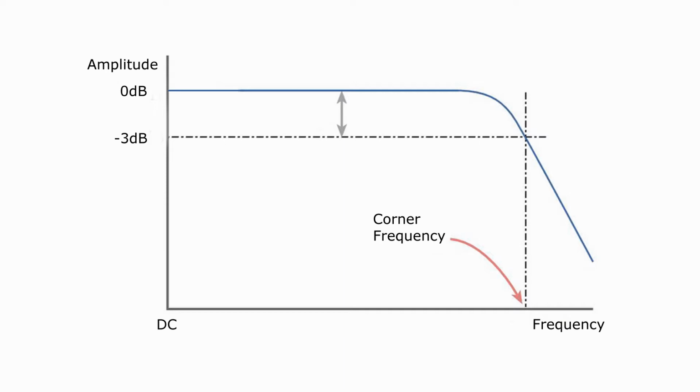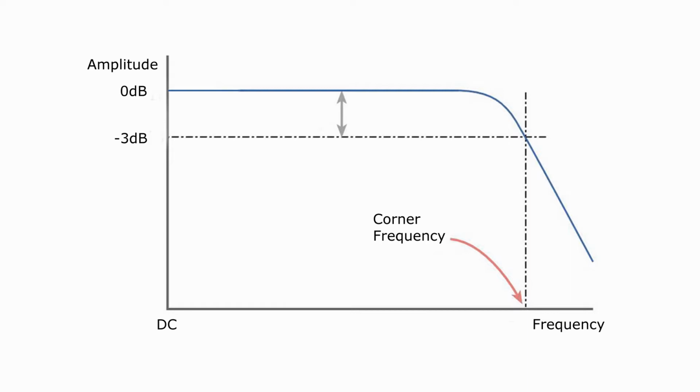Here is a graph of a typical low-pass filter frequency response. The y-axis is the amplitude measured in decibels. A decibel is the inverse logarithmic representation of output to input voltage. The x-axis is frequency from 0 Hz, or DC, to the maximum bandwidth of the filter. The corner frequency is defined as the -3 dB attenuation of the input signal.